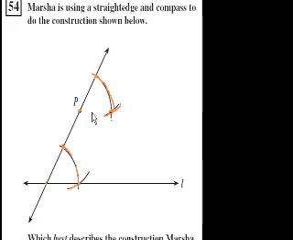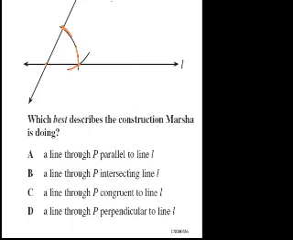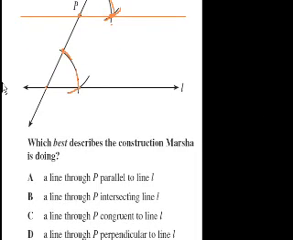So if she were to draw another line between those 2 points, if it looks something like that, then she would have parallel lines. And the reason why she would have parallel lines is because these would be corresponding angles, and they would be congruent. And so if you have a transversal, the corresponding angles are congruent, you're dealing with parallel lines. So my read of this question is that she's probably trying to draw a line that is parallel to L. A line through P parallel to line L. Yeah, that's what I think she's trying to do.